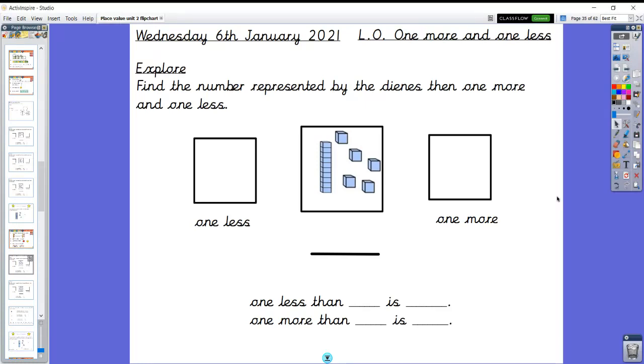Hello Year 1, so today we're going to be doing a little bit of maths, and we've been looking in maths at tens and ones, and we've been looking at one more and one less. So your first job this morning is to be able to tell me what this number in the middle here is represented by the Deans.